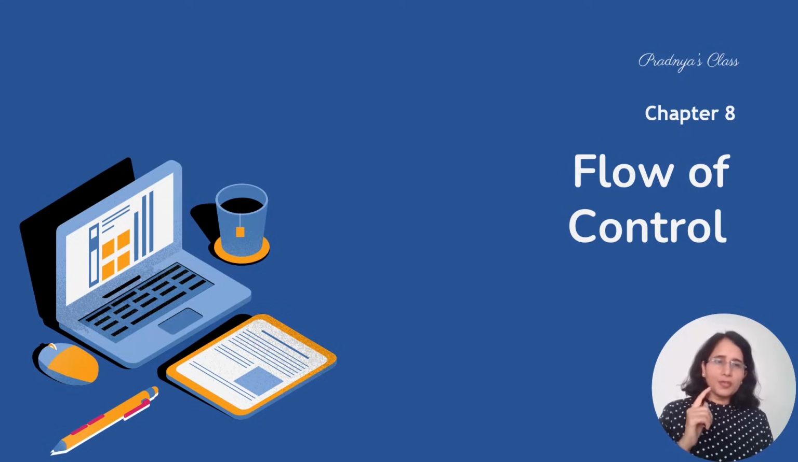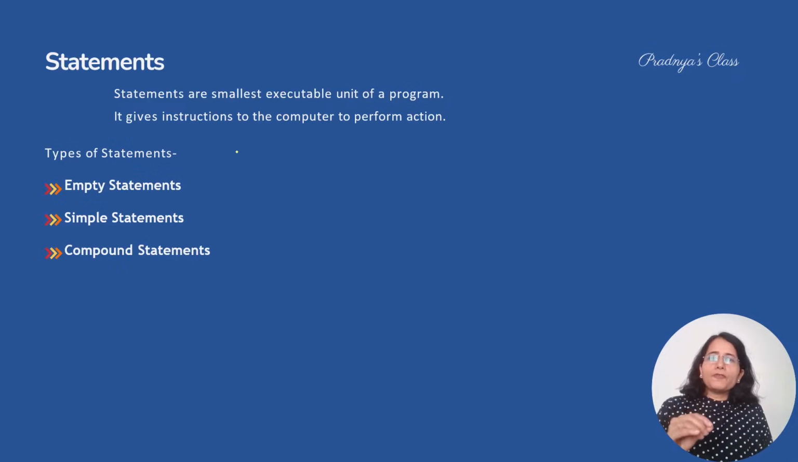In this video we are going to study chapter 8, that is flow of control. In this chapter we will study decision making statements and some looping statements. So let's get started. First of all, let's try to understand the different types of statement.